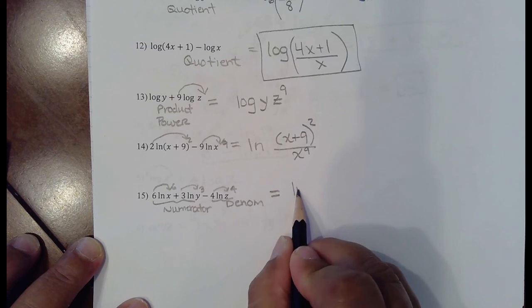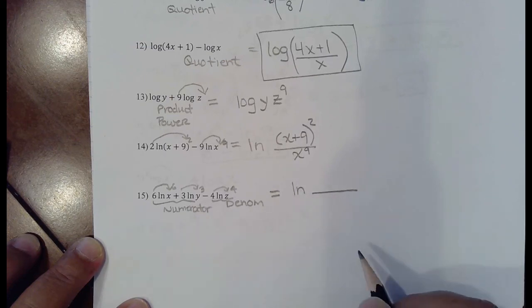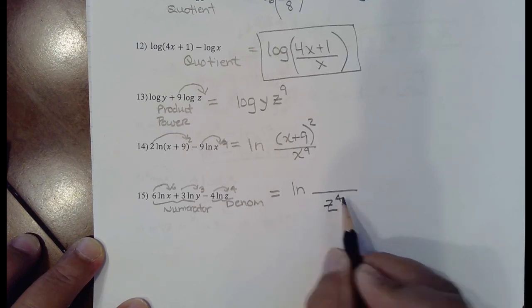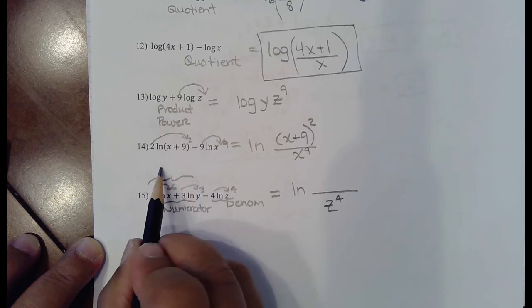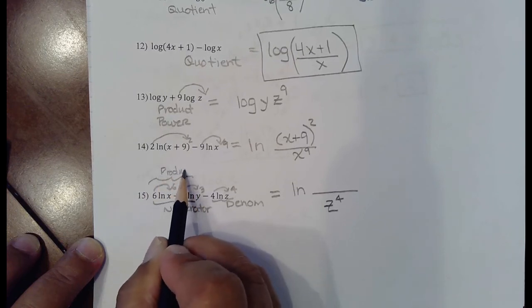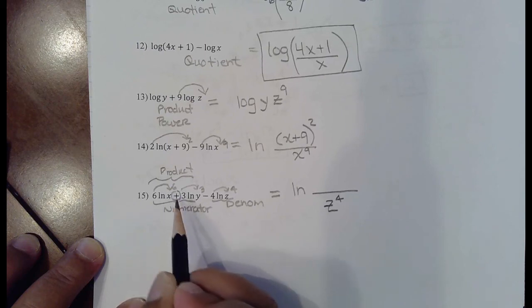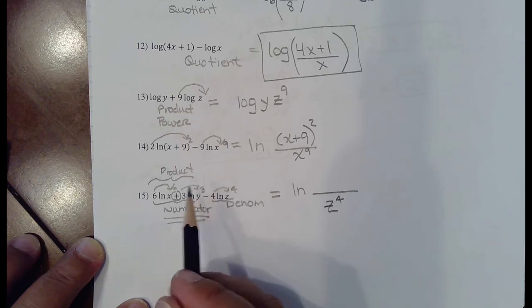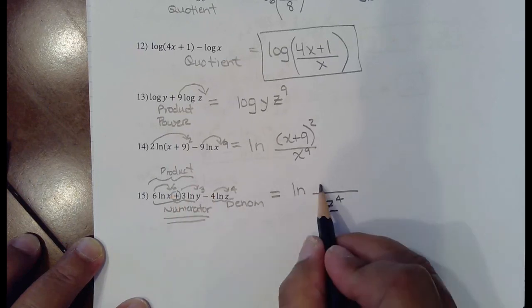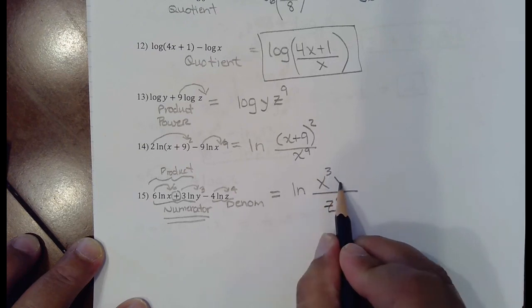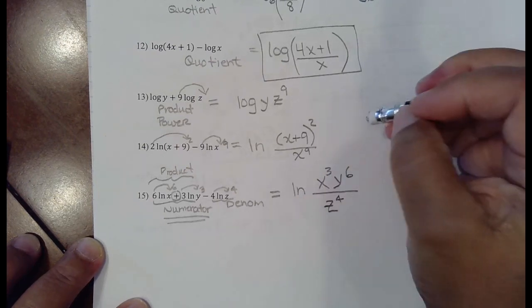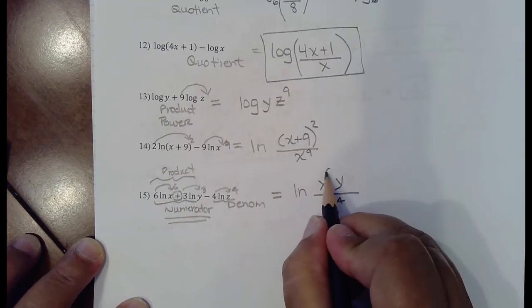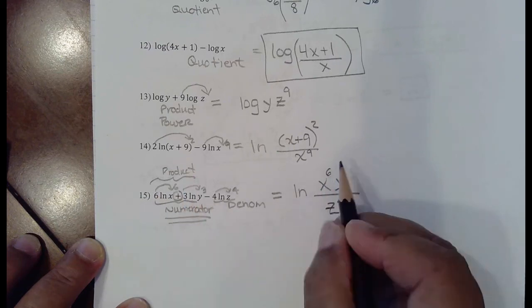So it's ln. We know that in the denominator there is a z to the 4th. And in the numerator we have a product. The reason that we have a product is because what joins these two terms is a plus sign. So that means these were a product in the numerator. So it's going to be x to the 6th times y to the 3rd. Oops, did that backwards. x to the 6th, the 6 goes right on top of this x, and y to the 3rd.